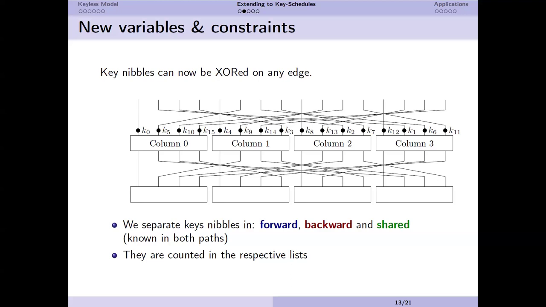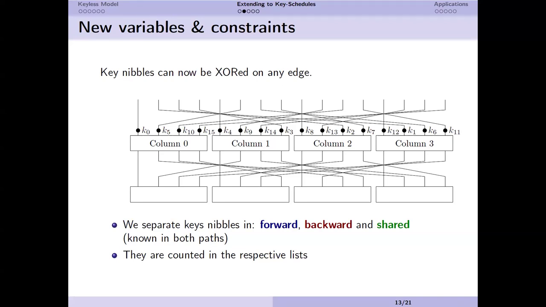So what we do is simply, we still color the key nibbles. This is going to give us very nice drawings later. And we color them either forwards, so blue, backwards, or shared. Shared basically means that these are key nibbles that we know in both paths. It's a bit different than before, but it still works in a very similar way.